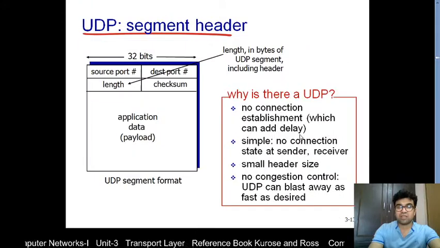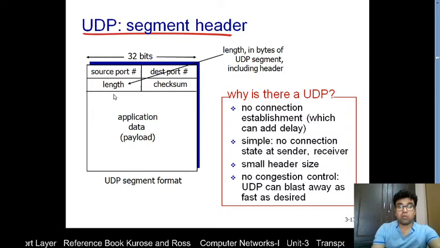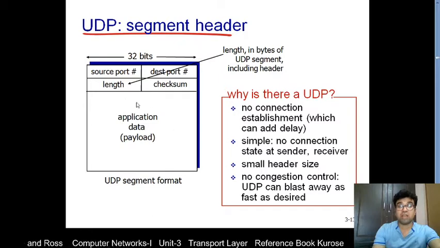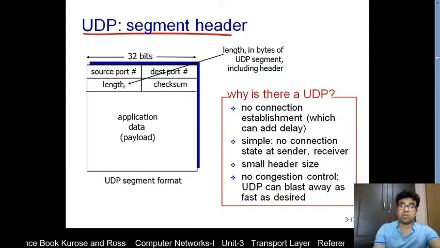As you can see in the next slide, this is the format of a UDP header, and you will find it strange that it's a very small header. The bottom portion is the payload which has come from the application layer, or you can consider it as a DNS query, and the upper part has only 4 fields. The first field is source port number, the second is destination port number, the third is length, and the fourth is checksum. We'll go through them one by one.